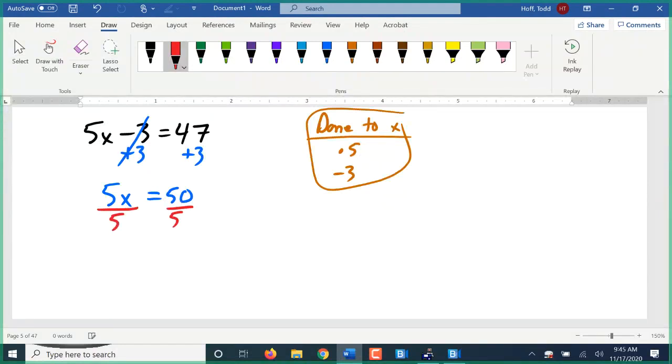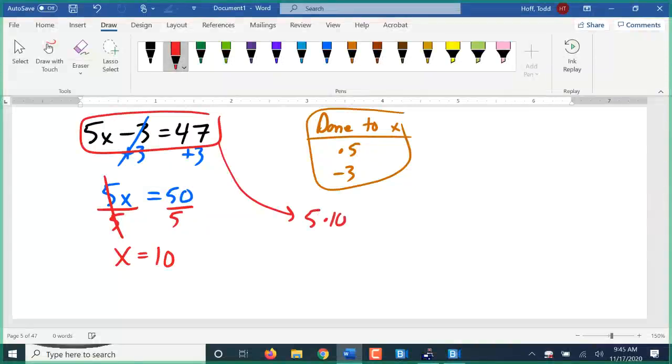So we divide both sides of the equation by 5. So that 5 cancels out. We're left with just x here on the left side. 50 divided by 5 is 10. So x equals 10. Let's double check this by plugging it back in.